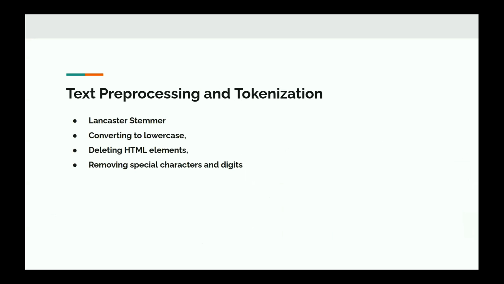Regarding the text preprocessing and tokenization, after we downsampled and did everything that was needed, we used the Lancaster stemmer, converted all the content of the tweets to lowercase, removed the HTML elements, and also removed special characters and digits. That was all the preprocessing and tokenizing part.